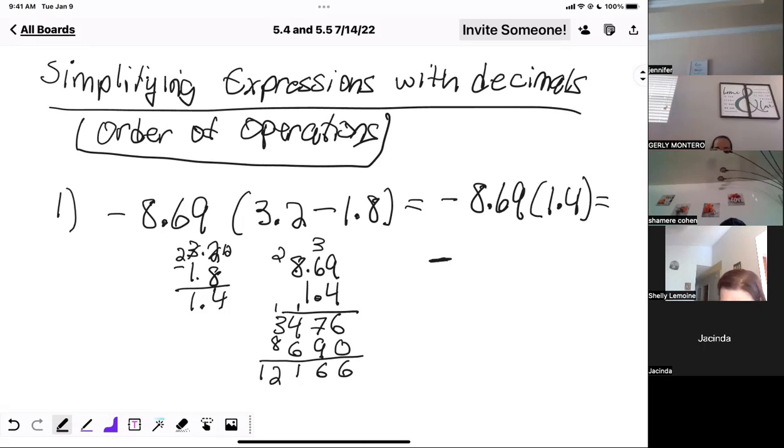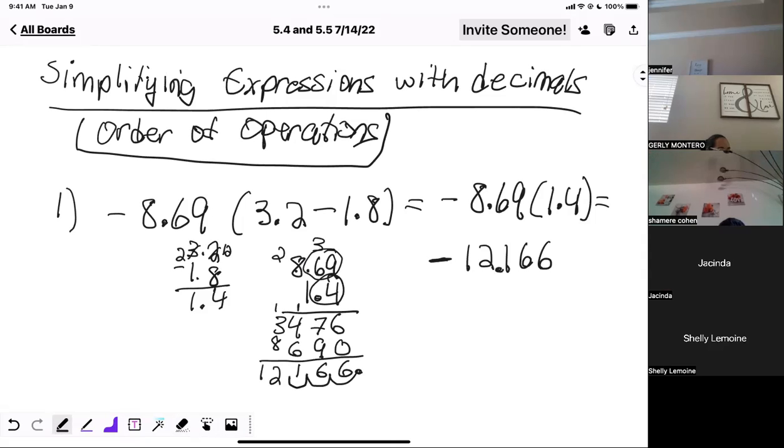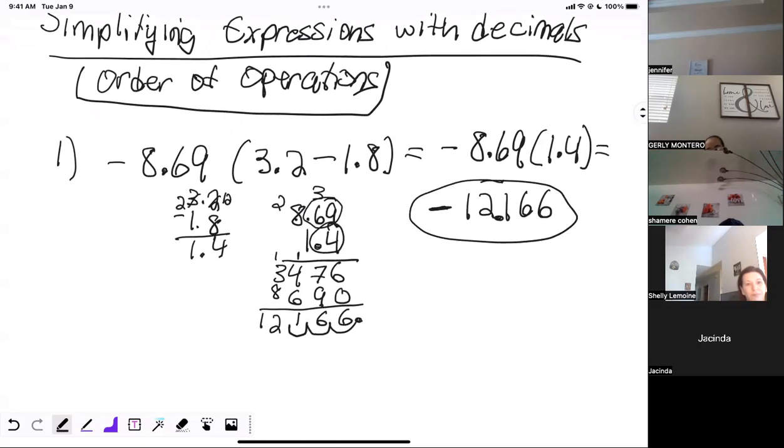Okay, remembering, I'm going to put it over here. I remember it's a negative, but I got to put my decimal in still. Where's my decimal place go? Well, I have 2 decimal places here and 1 here, which means I got to go in the back and move it 3 decimal places. I'll do it down here. 1, 2, 3. So my decimal in my answer is going to be here, negative 12.166. That all right? Questions?